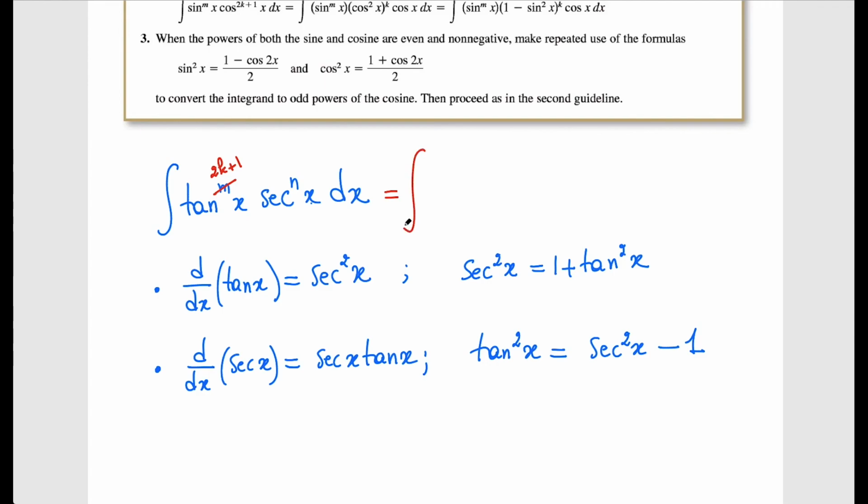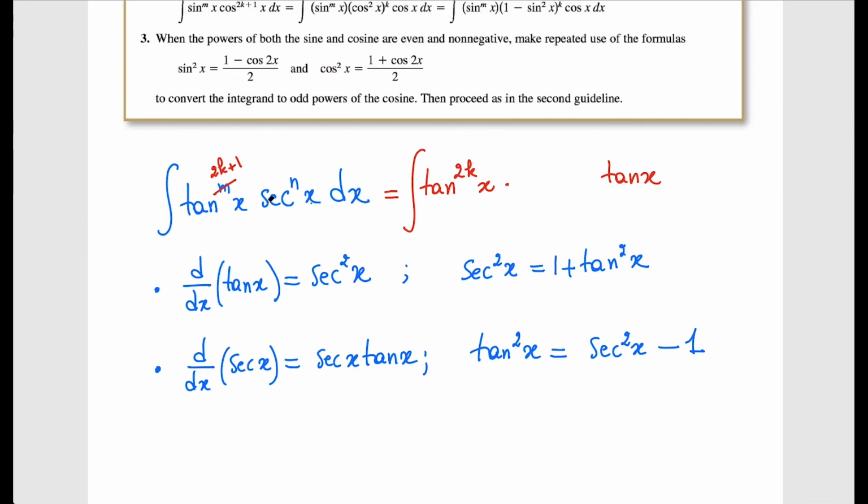You can take one of the tangent factors. So if you take one of the tangent factors, you're going to be left with an even number as a power for tangent. So you're going to isolate this one by itself, right? So tangent to power 2k plus 1 can be written as tangent to power 2k x times tangent x, because you add the powers, right? This is power 1 here. We don't typically write it.